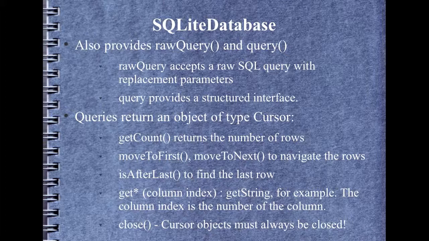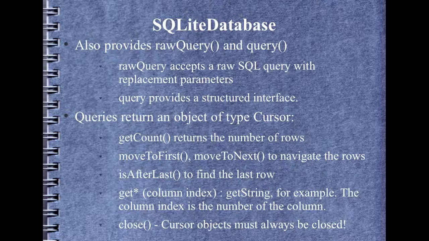All of these query types will return an object of type Cursor. Therefore, we must have an instance of Cursor in order to get information out of a database. We can use the cursor, whatever we call the cursor. getCount returns the number of rows. We have moveToFirst, moveToNext. We have isAfterLast, and this returns true if we just moved past the last row in a query. That's how we find the last row of a query, or the last element in a query.